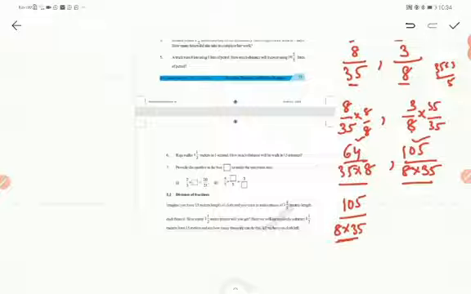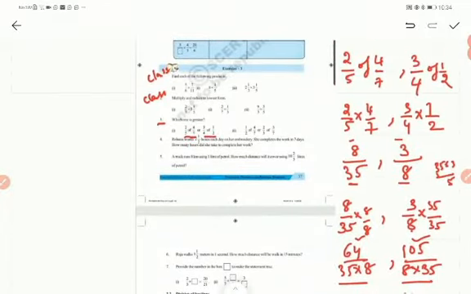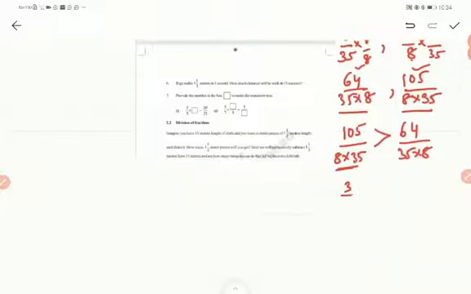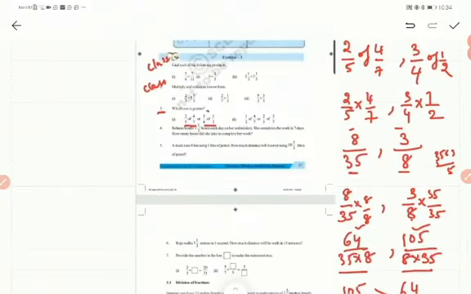Therefore 105 by 8 into 35. Tell me what is this? You can write that number. Okay, it is greater than 64 by 35 into 8. So the equivalent of 105 by 8 into 35 is what? It is 3 by 4 of 1 by 2. 3 by 4 of 1 by 2 is greater. So from the question you can say 3 by 4 of 1 by 2 is greater than this. Okay, now this one is for your homework. Tell me which one is greater between these two.